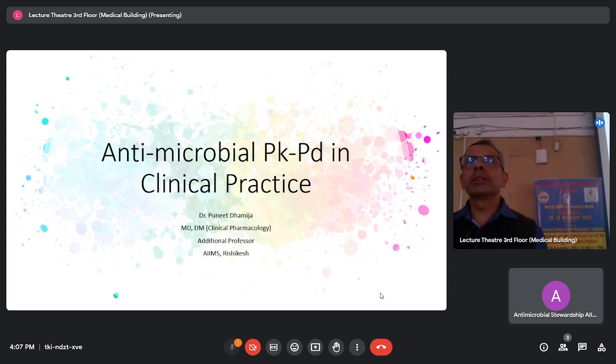Is cidal action more important or static action more important? Relevant, I would say. Both are important, but which is more relevant? If the patient is being managed in an outpatient setting, that means the patient has not deteriorated to a life-threatening situation. His body is still responding. So even if the drug has a bacteriostatic action, the body's immune system will be able to take care of that. It will be supported by the use of antibiotics. So which is the drug which you use for, let us say, upper respiratory tract infection? The choice of antibiotics for URTI.